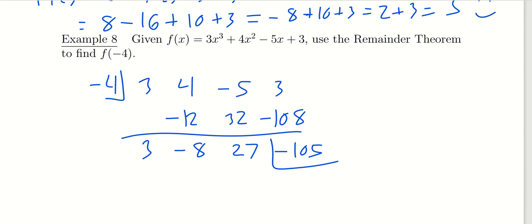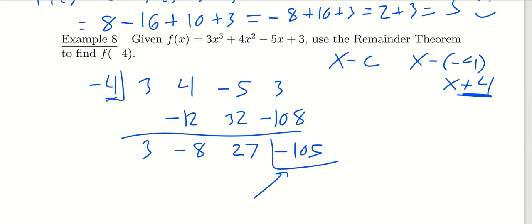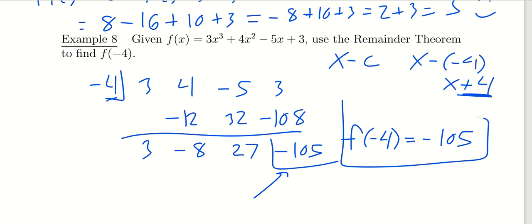So when we divide this polynomial, remember, it's x minus c. So the division would have been by x minus a negative 4, which is x plus 4. Remember, it's the opposite of what's behind x that goes in the block. We get a remainder of negative 105. And according to the remainder theorem, that's equal to the function evaluated at c. So f of negative 4 should have the value negative 105.